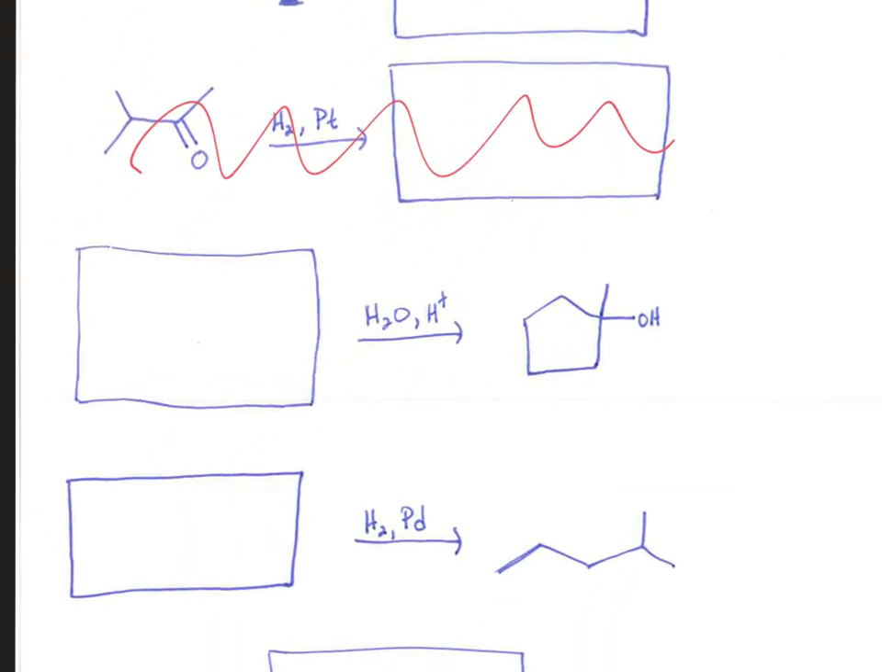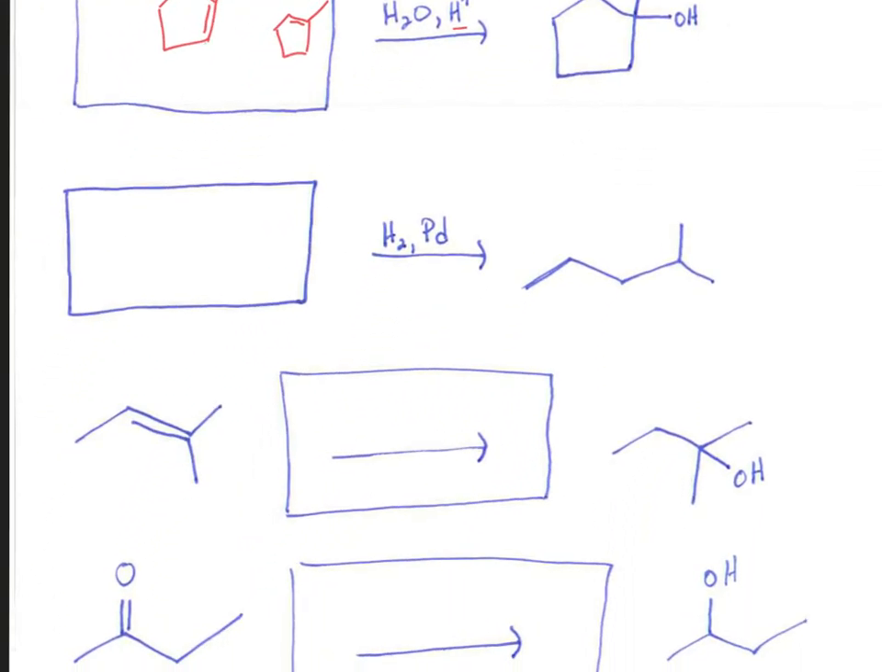Next, we have water and H+. So as we just did, we are going to make a double bond. It doesn't matter if you draw it in this direction or if you draw it in this direction. The point is that the double bond does not go on that methyl group that's right there.